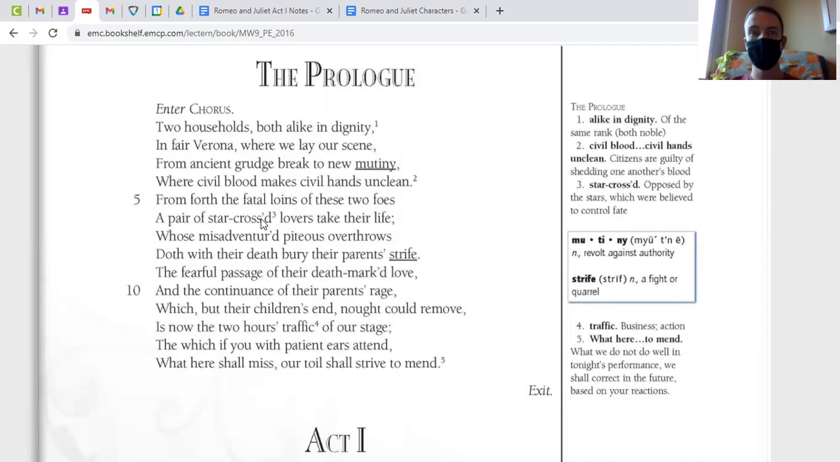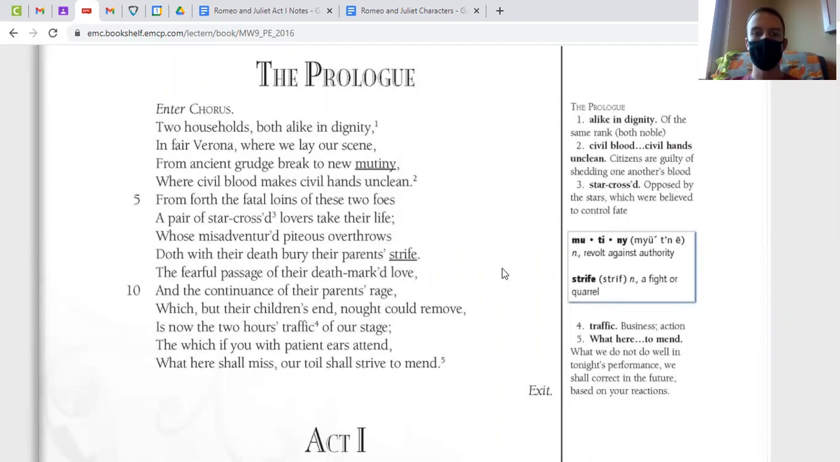So Shakespeare tells you before the play even gets started, he spoils it. He says these two lovers are going to take their life. They're going to kill themselves by the end of this play. Whose misadventure piteous overthrows, doth with their death bury their parents' strife. So their death is going to end the feud between these two houses, the Montagues and the Capulets.